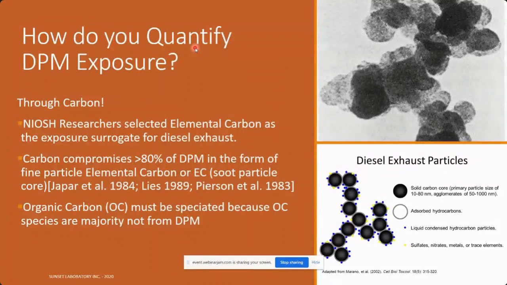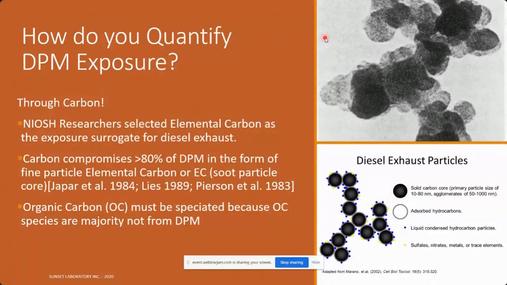The method that Bob and many others have come up with is to quantify it through a carbon measurement, specifically a surrogate carbon, which is elemental carbon. Elemental carbon comprises over 80% of DPM in the form of fine particulate elemental carbon. This is the soot particle core.